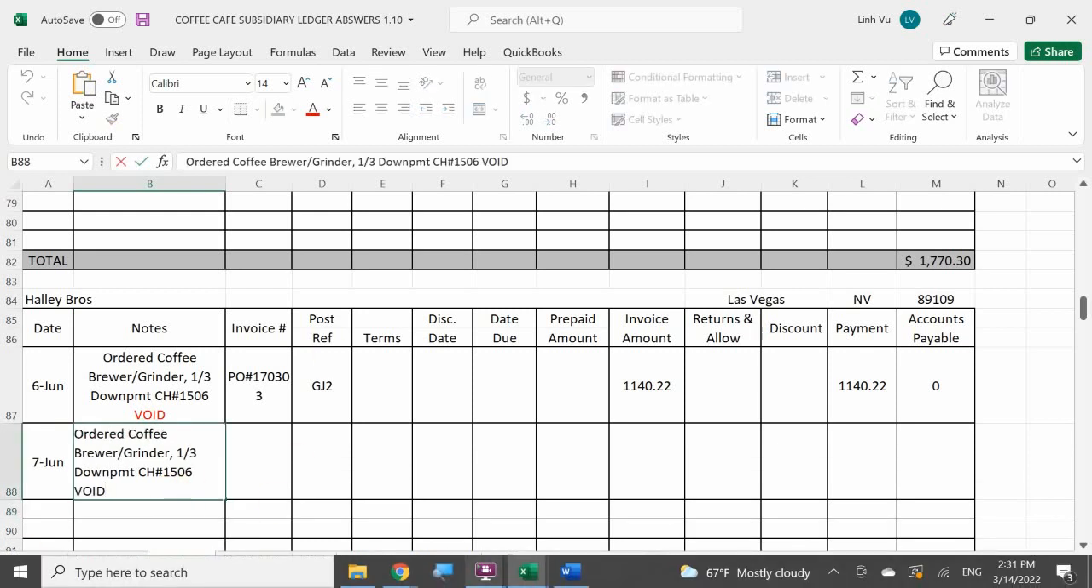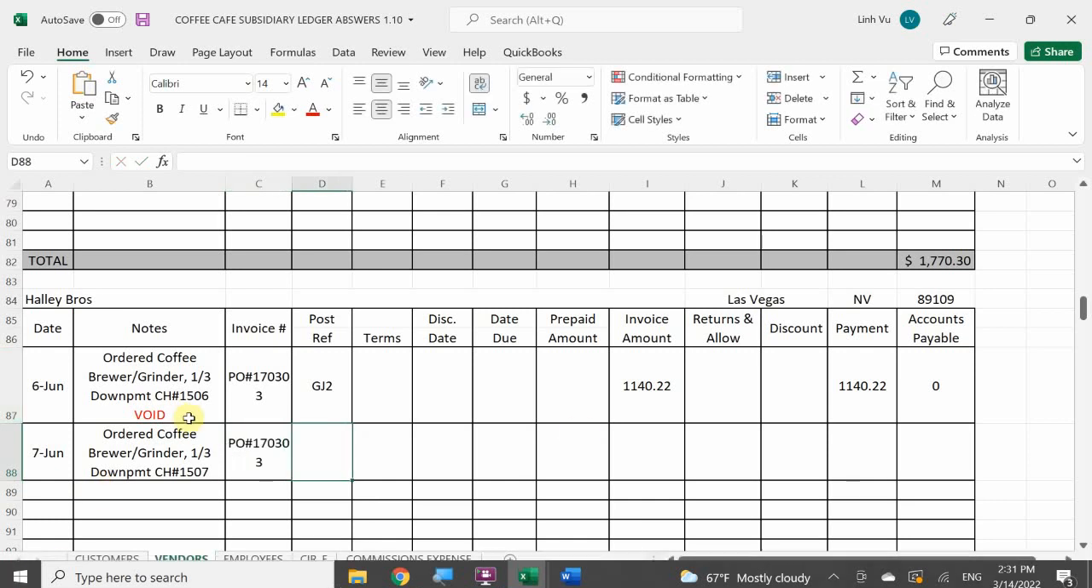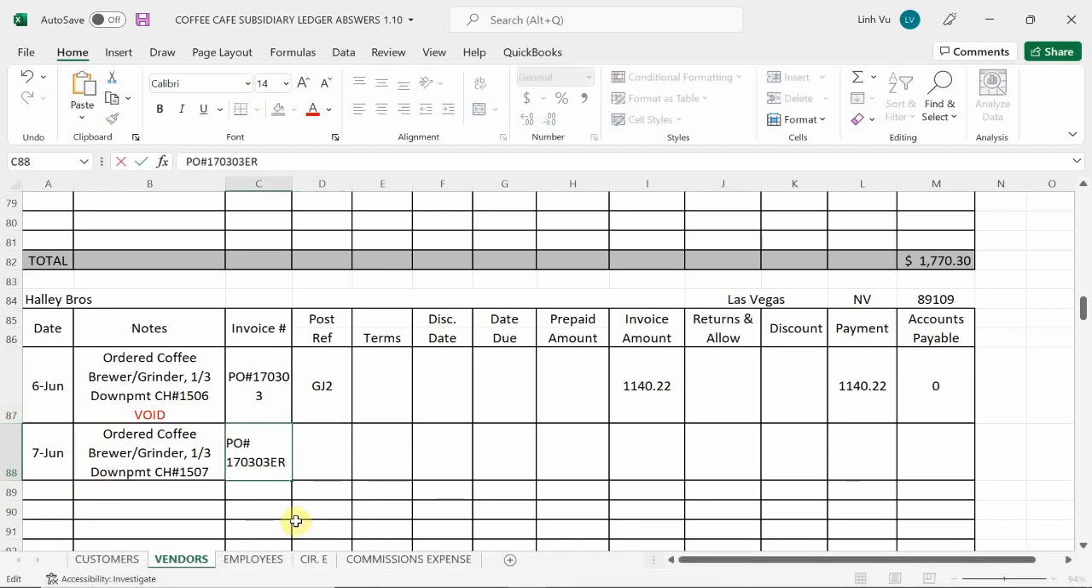In this case, I just use the autofill tool, and I'm going to revise it right here. The difference here is I ordered the coffee brewer and grinder. It was a third of the price down payment, and I paid using check number 1507. Okay, this one is going to be purchase order number, not 303, but 303R, because it was revised.